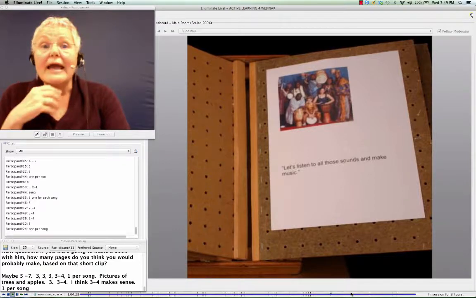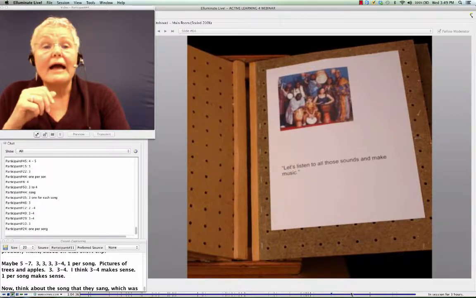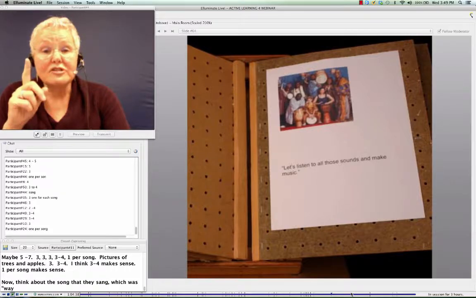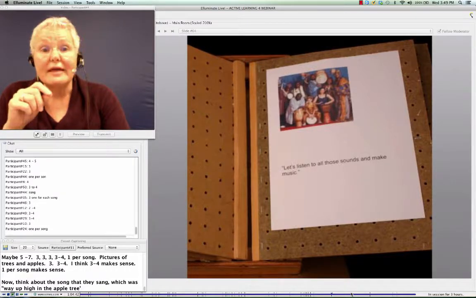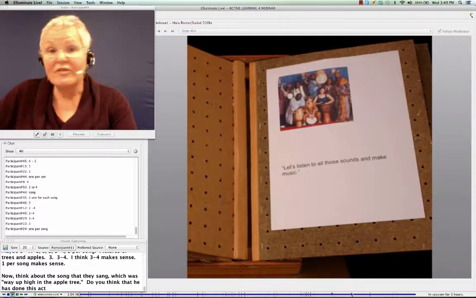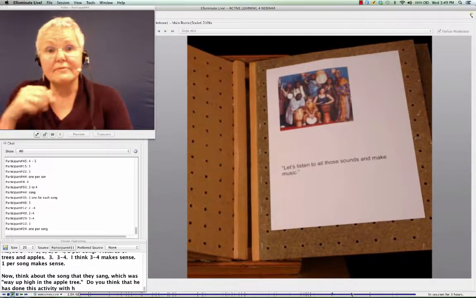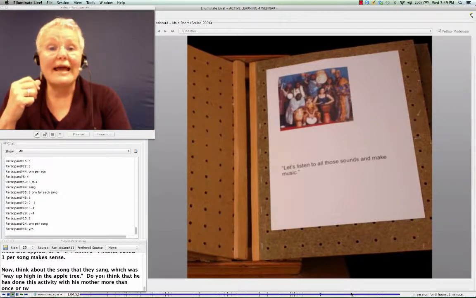Okay? Now, I want you to think about the song that they sang, which was Way Up High in the Apple Tree. My first question is, and put a green check, do you think that he has done this activity with his mother more than once or twice? Okay, so now here's the question, why? Why do you think that?